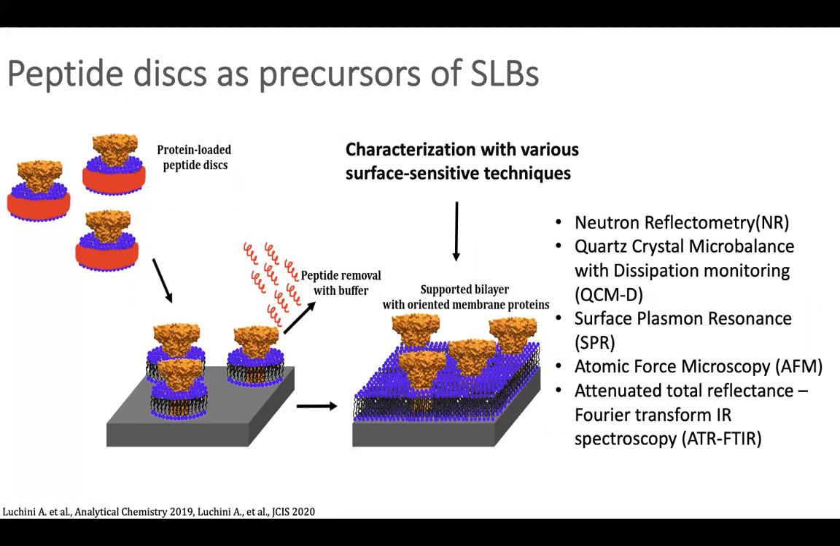You can then characterize this system with different surface-sensitive methods. Here you can see the ones that we have directly used, but there could be plenty more. And today I'm going to show you some of the results we collected first on bilayers prepared just with phospholipids or phospholipid mixtures, and then some examples of membrane proteins.